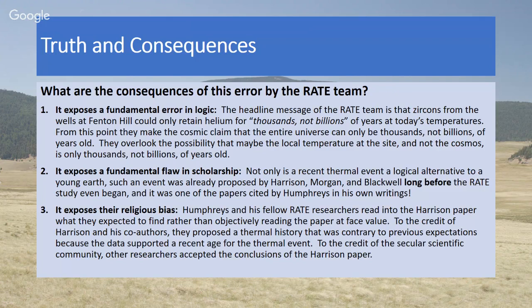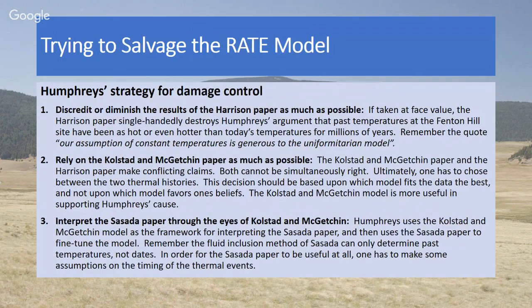And to the credit of the secular scientific world, other researchers accepted the conclusions of the Harrison paper. They didn't have this preconceived notion that the heating must fit to some canonical timescale. And if there's evidence showing that the heating event was 20,000 years old, they were willing to accept that in the absence of conflicting data. So this is really a big blow to the whole helium diffusion study.